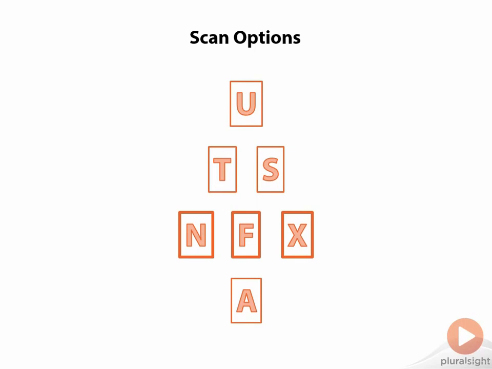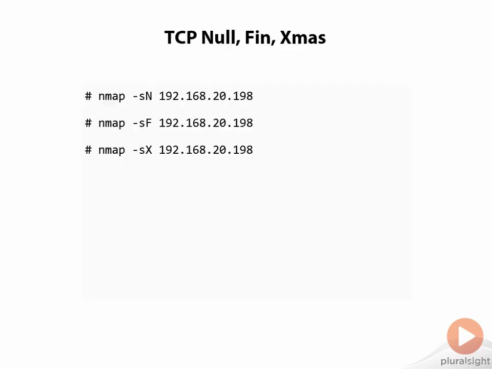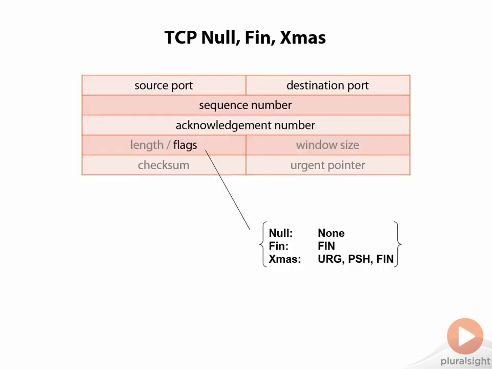These three scan types are very similar, so let's discuss them together. TCP null, FIN, and Xmas scans are enabled with the capital N, capital F, and capital X options as shown here. These scans use specific flag settings in the TCP header when constructing the probes. Here's the TCP header again. The null scan sends a packet with no flag set. The FIN scan sets the finish flag, and the Xmas scan sets the urgent, push, and finish flags, lighting the packet up like a Christmas tree, hence the name.